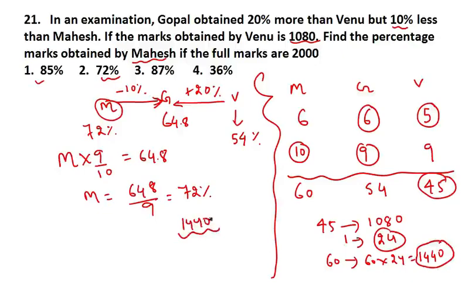Now you want to convert it into percentage. So full mark is 2000, into 100. Okay. Then when you cut, you get 72%. So I hope this point is clear now.